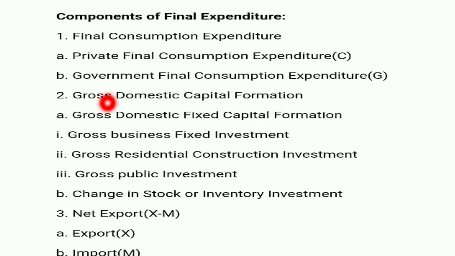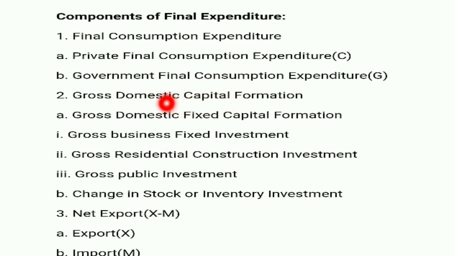Then the second part is government final consumption expenditure. It includes all the consumption expenditure that government is incurring. For example, if there is an office of government, and there they are buying some paper and some other things, then that would become part of government final consumption expenditure. Then the third part is gross domestic capital formation.